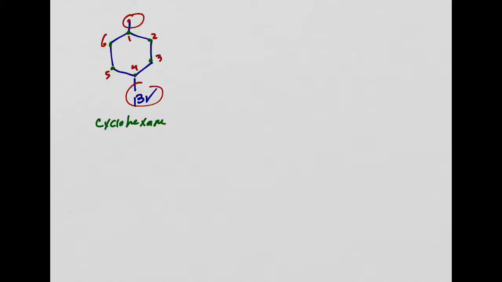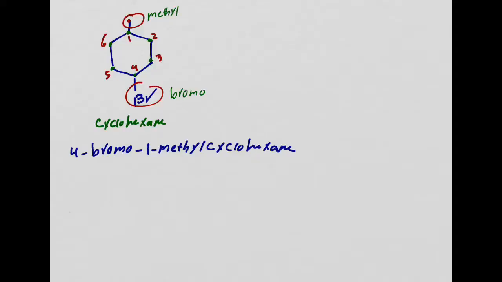So, alphabetical: 4-bromo, 1-methylcyclohexane. You agree? Because again, this is bromo and this is methyl. Okay, that's interesting. Now, sometimes if you're not sure about naming, I usually do both ways. I number it both ways and then I decide.